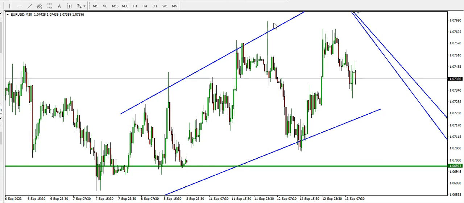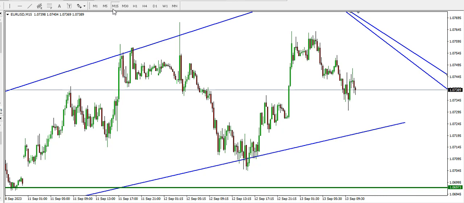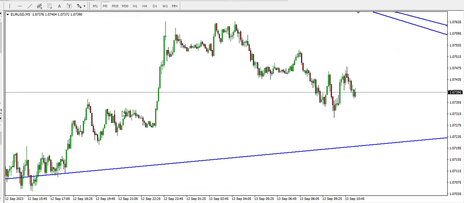We can see that as price moves up on the 30 minutes time frame, it's unable to break this high, so we might see price dropping. Same with the 15 minutes time frame, ranging. 5 minutes time frame, more like ranging, but the bears are trying to push price downward.